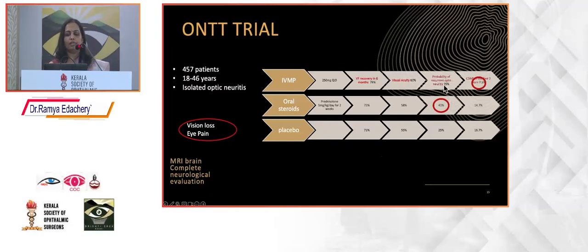But what you should know is the probability of recurrence of optic neuritis is maximum with oral steroids. And the clinically defined MS in the first 2 years is minimal with the IVMP. So that is why you should treat with an IVMP, because it will not affect your vision as such.